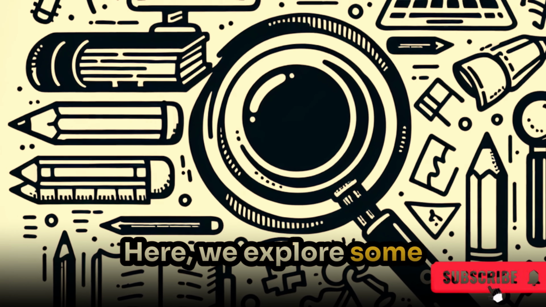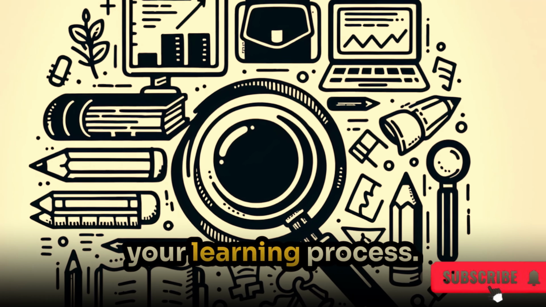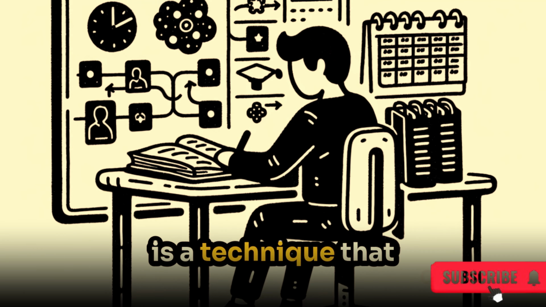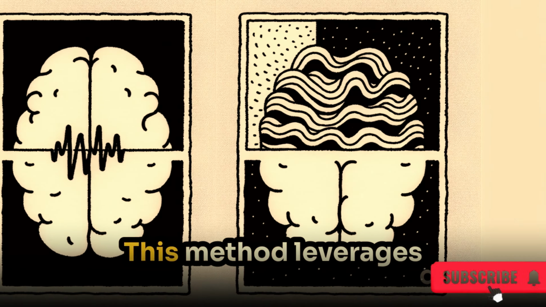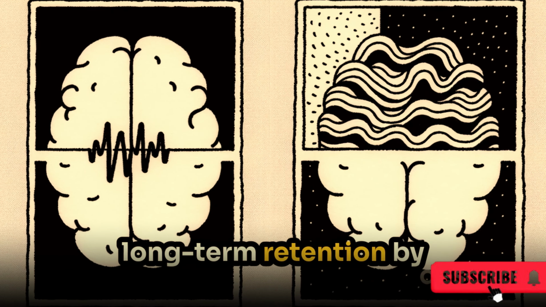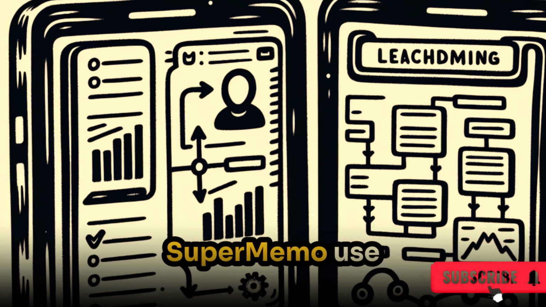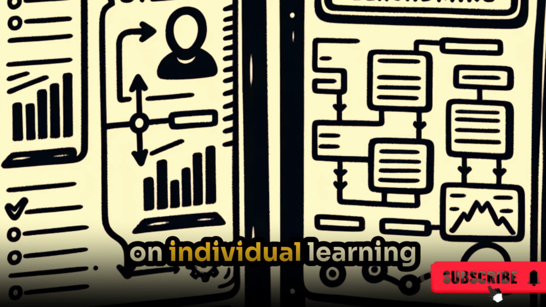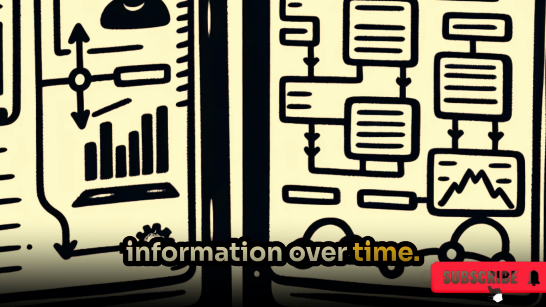Here, we explore some of the most effective advanced learning techniques that can help you optimize your learning process. 1. Spaced repetition. Spaced repetition is a technique that involves reviewing information at increasing intervals over time. This method leverages the spacing effect, which enhances long-term retention by countering the brain's tendency to forget. Tools like Anki and SuperMemo use algorithms to schedule review sessions based on individual learning curves, making it easier to retain complex information over time.